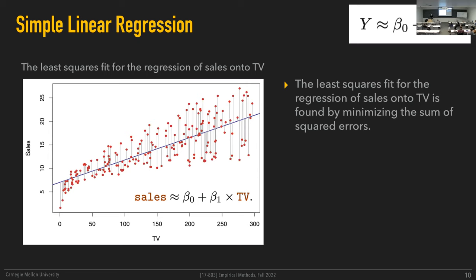Why do we do squared errors? Does anybody know? As opposed to just errors? That way it doesn't matter if they're positive or negative. That's it. That's the trick.